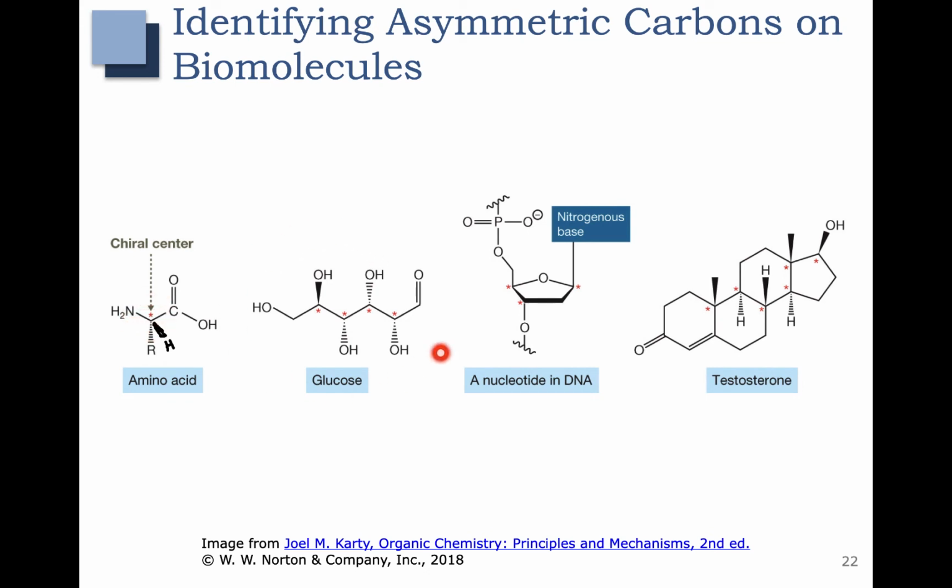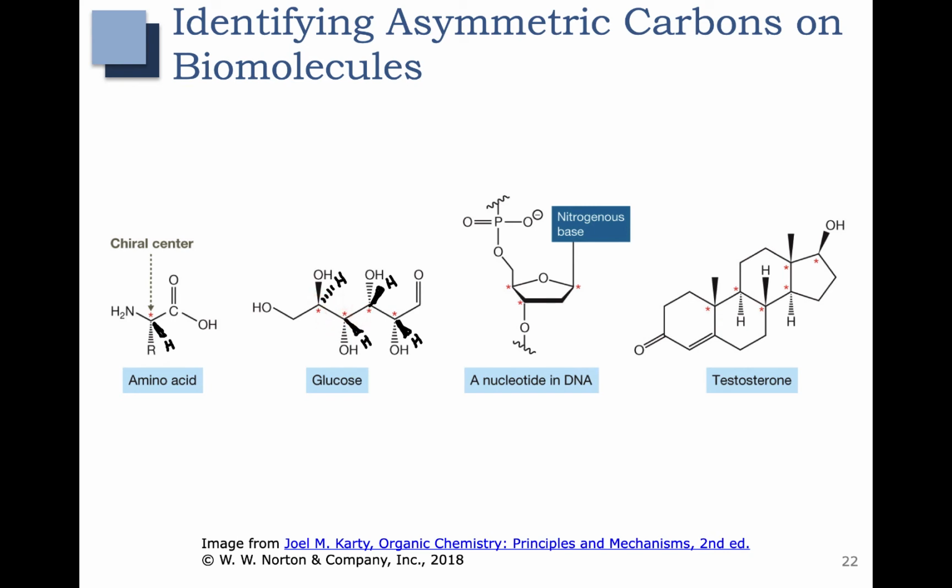Now let's look at glucose, which is a carbohydrate. I'm going to again draw in all those hydrogens there. Let's work from left to right here. This first carbon here has an oxygen, a hydrogen, a CH2, and a CH attached. Those are all different groups, so we have an asymmetric carbon.